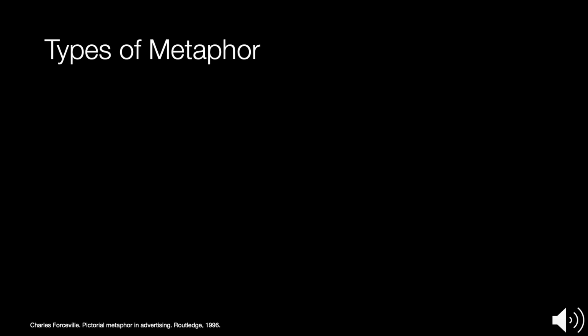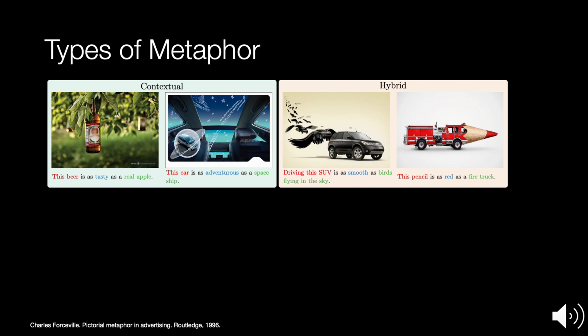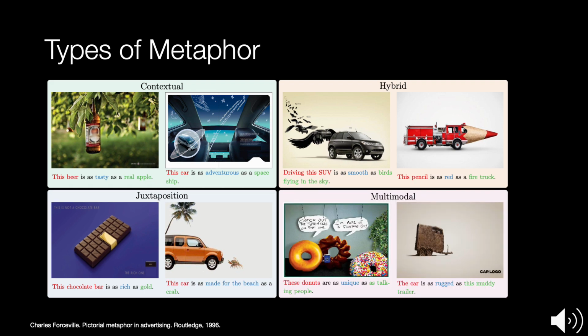There are different types of visual metaphors. The type depends on how the primary and secondary concepts are visually depicted. In contextual metaphors, either the primary or secondary concept is not explicitly visible, but is inferred from the context. For example, apple in the first image. In hybrid metaphors, the primary and secondary concepts are visually conflated. Juxtaposition forms one of the simplest visual metaphor types, where the 2 concepts are just presented next to each other. Multimodal metaphors represent one of the concepts with another modality, such as text or logo.